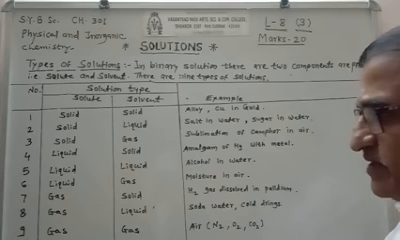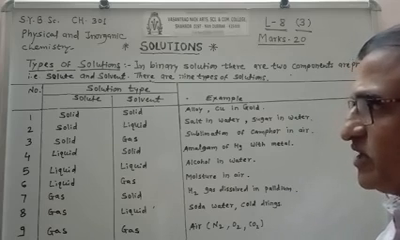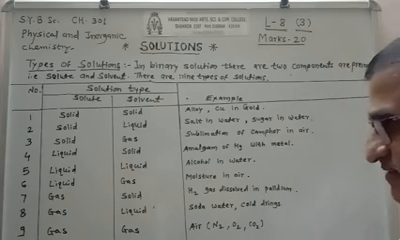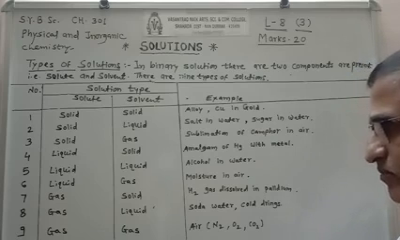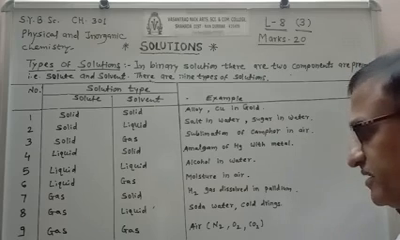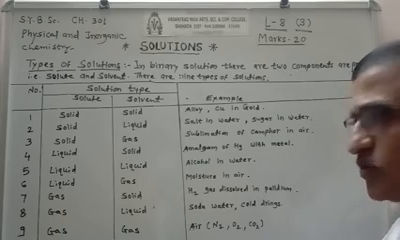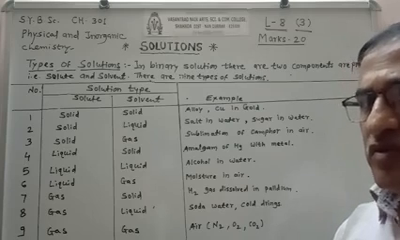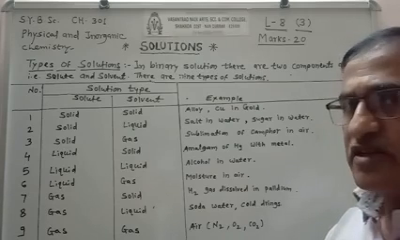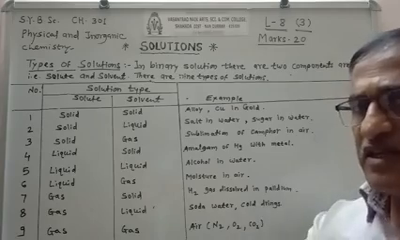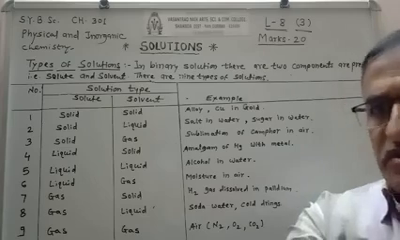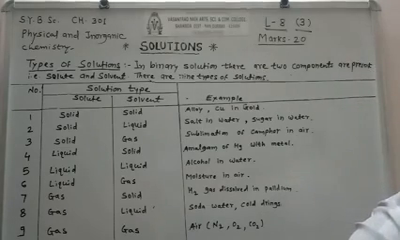And the last type is gas, gas. Here both the solute as well as the solvent are gases. For example, a mixture of air which contains N2, O2, Cl2, Br2, CO2, SO3. All these gases are mixed together. It gives a mixture of gas in gas.